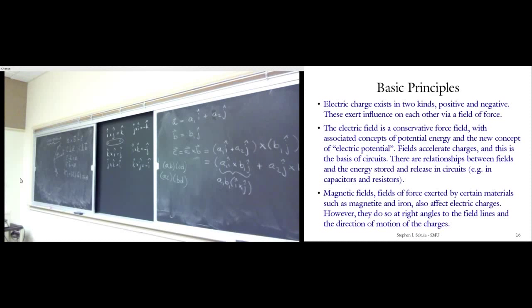And you can get them all from the first one. To get the next two, you just do the conveyor belt. To get the last three, you swap the order of any two of these and put a minus sign on the other side. That's it.